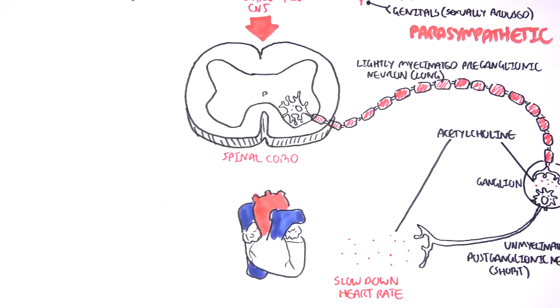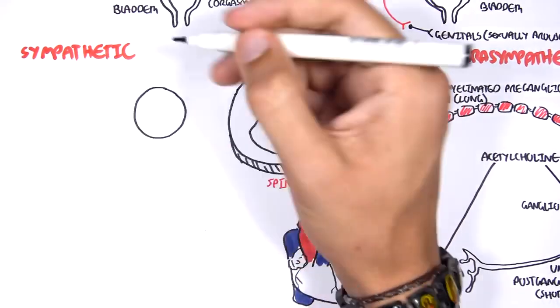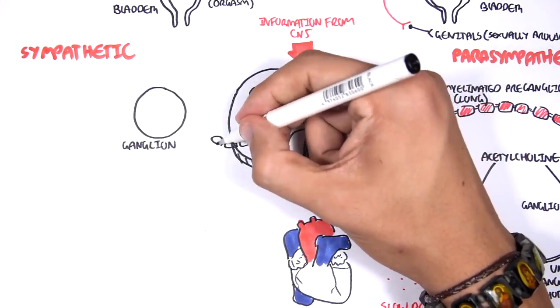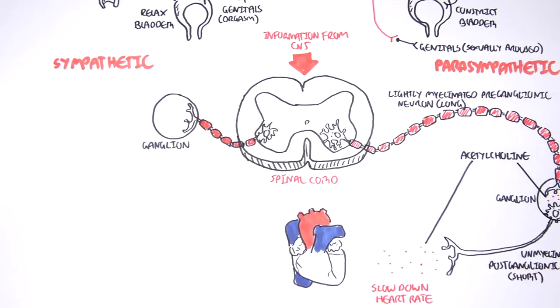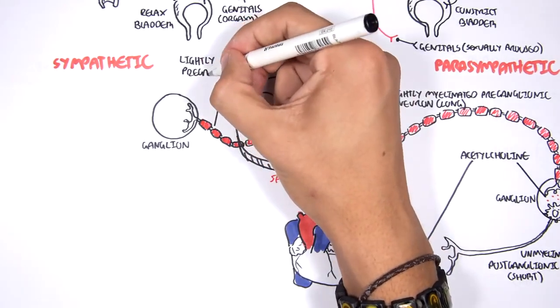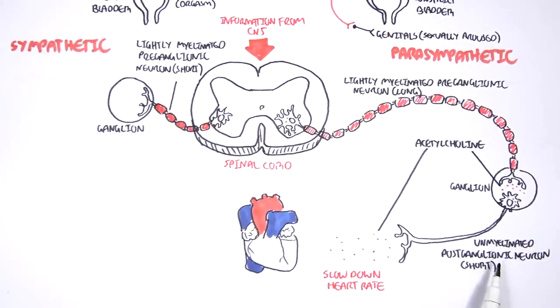Anyway, so now let's look at the sympathetic. Now in the sympathetic, we also have a ganglion. Information from the central nervous system will send information to the preganglionic sympathetic neuron, which in this case is lightly myelinated and quite short. It will synapse in the ganglion, releasing the neurotransmitter acetylcholine.